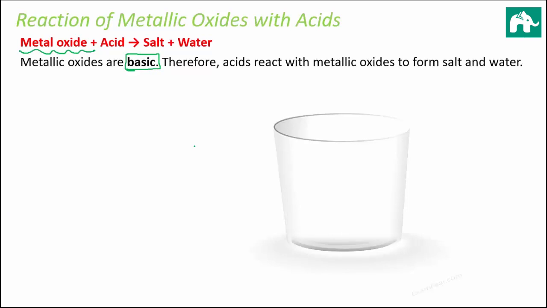Now, let us perform this simple experiment to see how this reaction takes place between metallic oxide and acid. Let us suppose we take a beaker, and in that we take copper oxide, which is black in color.